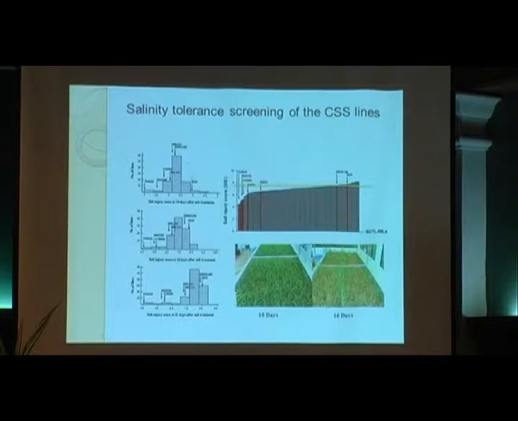Here you will see the double haploids, the donors, at 10 days after treatment, and KDML is here. As the treatment goes on and the days go on, there is a big difference between the double haploid and KDML105. So the double haploid donors themselves have moderate resistance or tolerance under salinity.